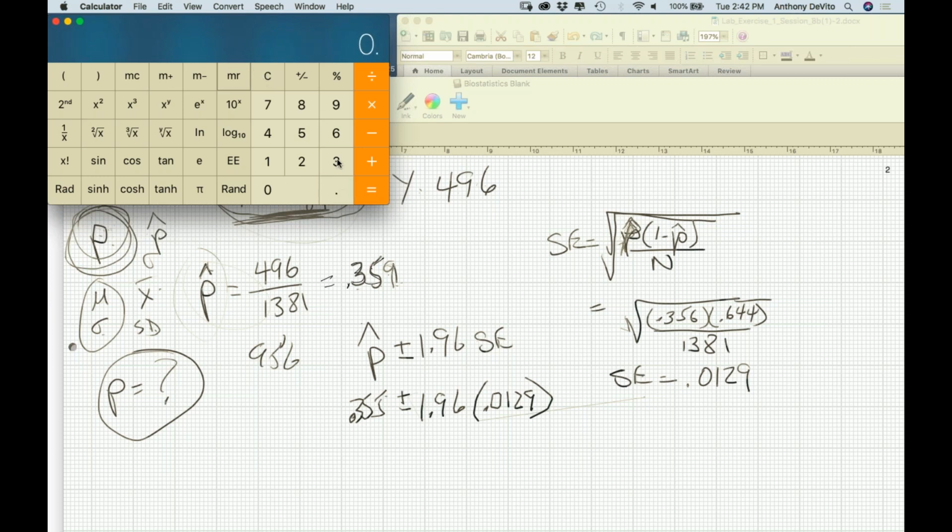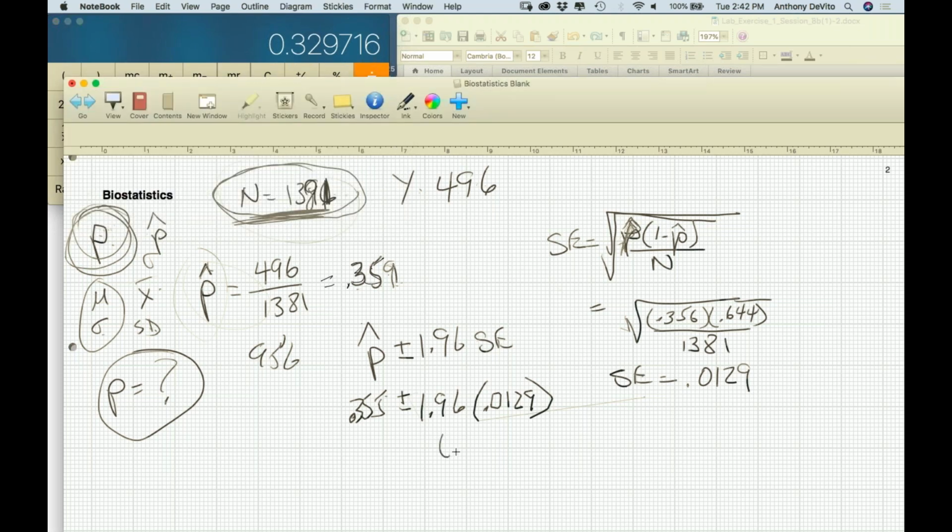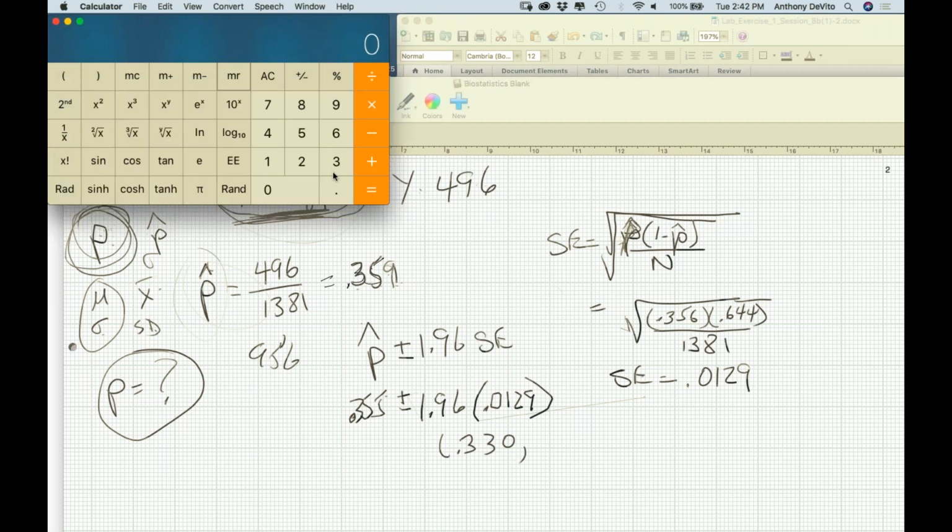I'm going to say 0.355 minus, recall that, going to be 0.329, 0.330 really. 0.330. Okay, and clear. And I'm going to say 0.355 plus, recall memory, 0.380.